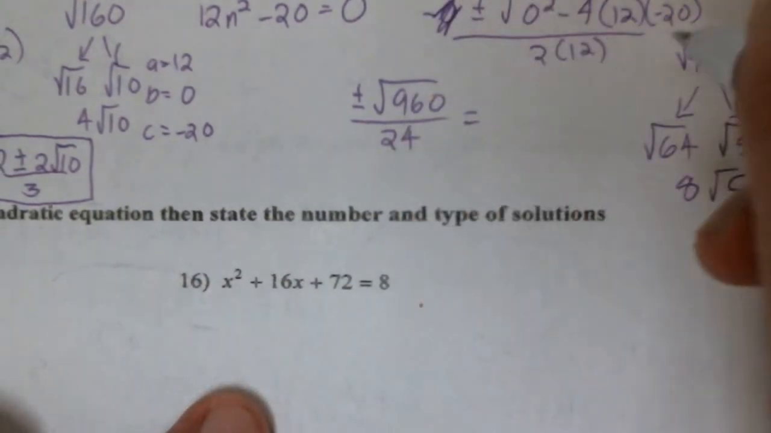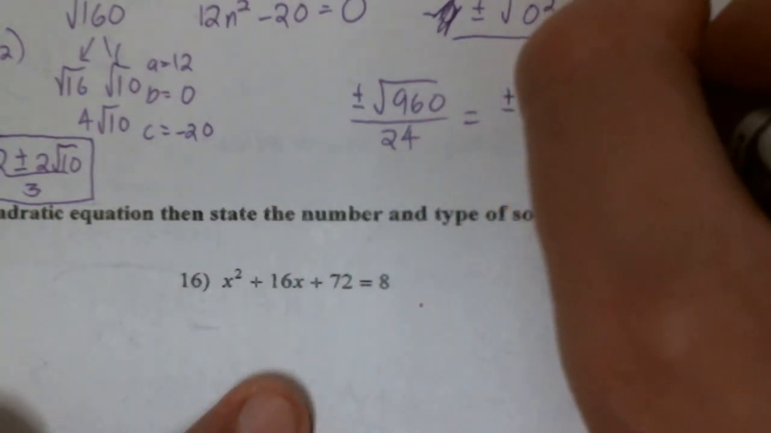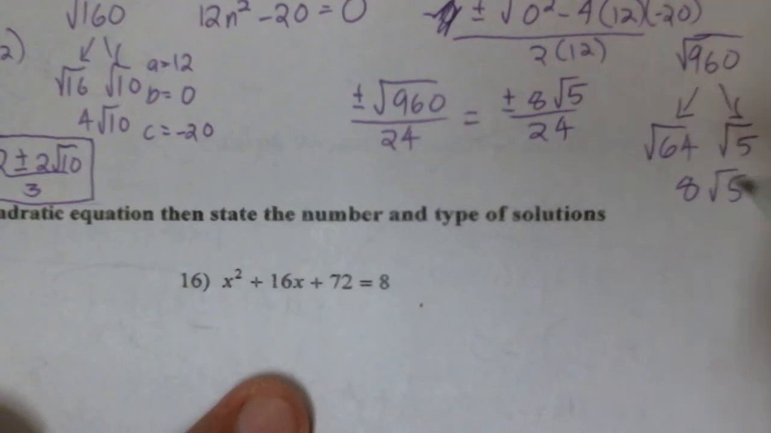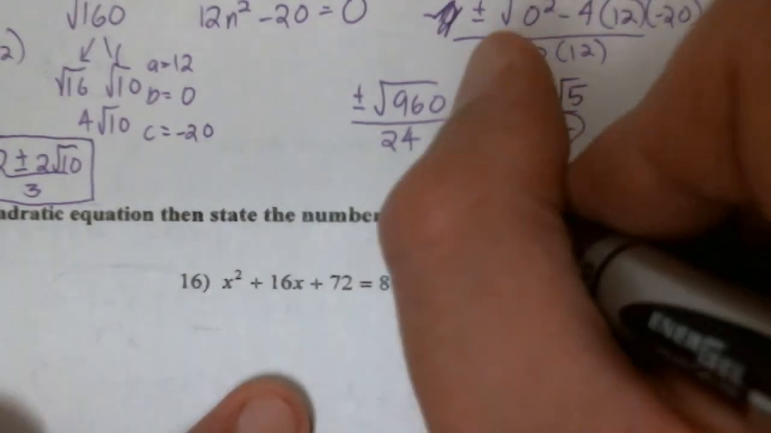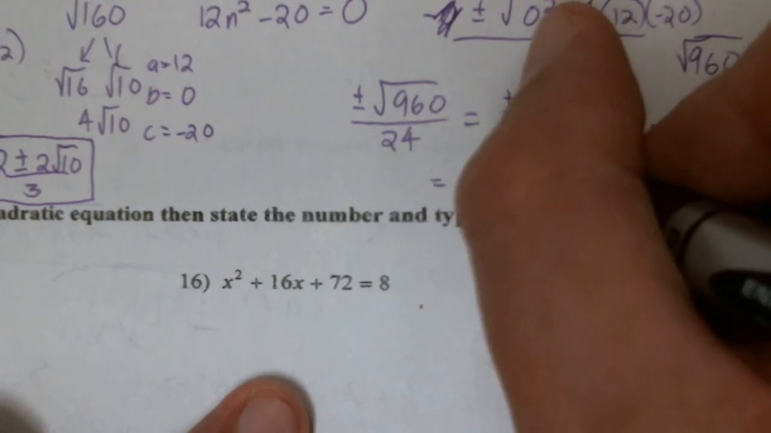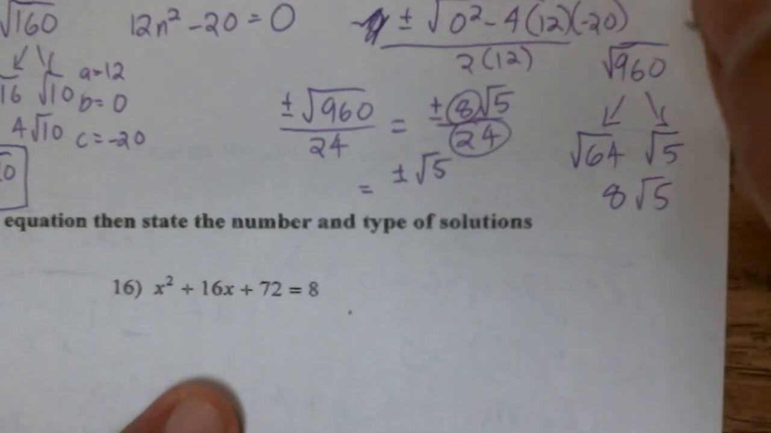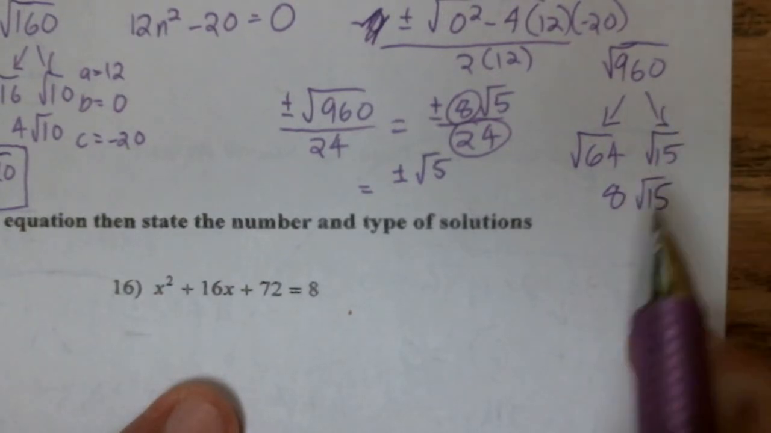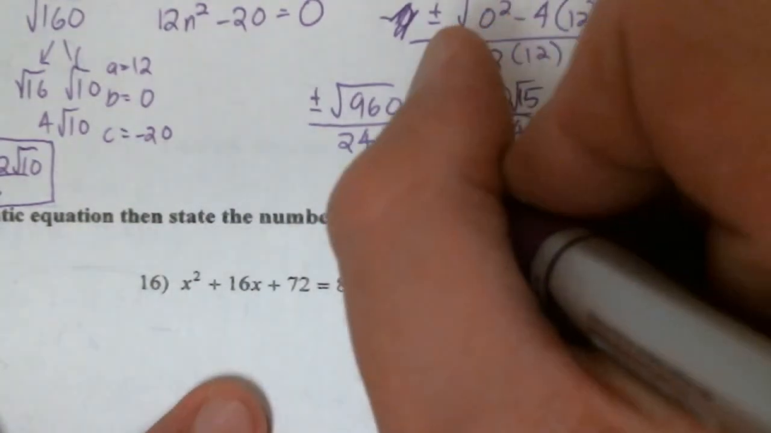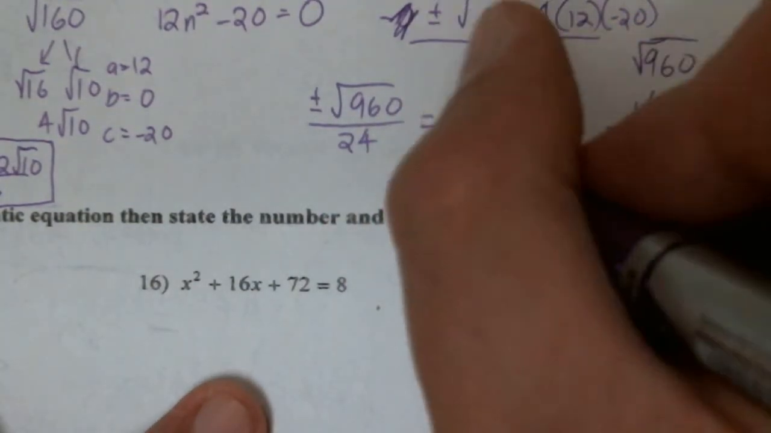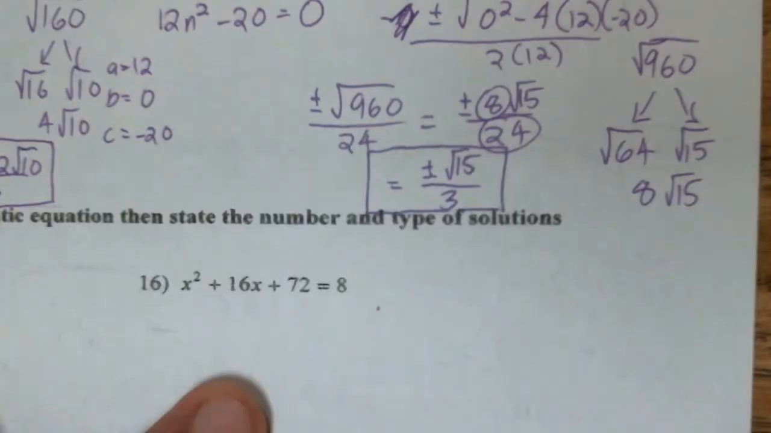Okay, so this is going to become plus or minus, don't forget the plus or minus, 8 root 5 over 24. Notice that the 8 and 24 are both divisible by 8. So that's just going to give me plus or minus the square root of 5. Oh, why do I keep saying 5? This is 15, I'm sorry. 64 and 15. Plus or minus the square root of 15 over 24 divided by 8 is just 3. So plus or minus the square root of 15 over 3.